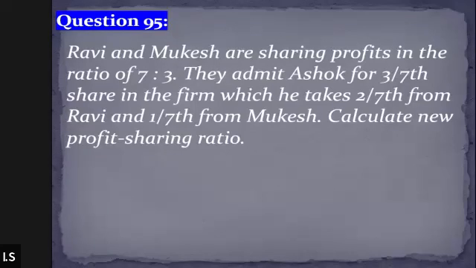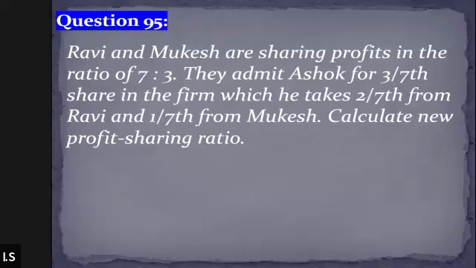So question number 95 will start. In this question, there are two partners, Ravi and Mukesh, who are sharing profit in the ratio of 7:3. They admitted Ashok for 3/7 share in the firm, which he takes 2/7 from Ravi and 1/7 from Mukesh. All right. So see how different this question is from the previous one.